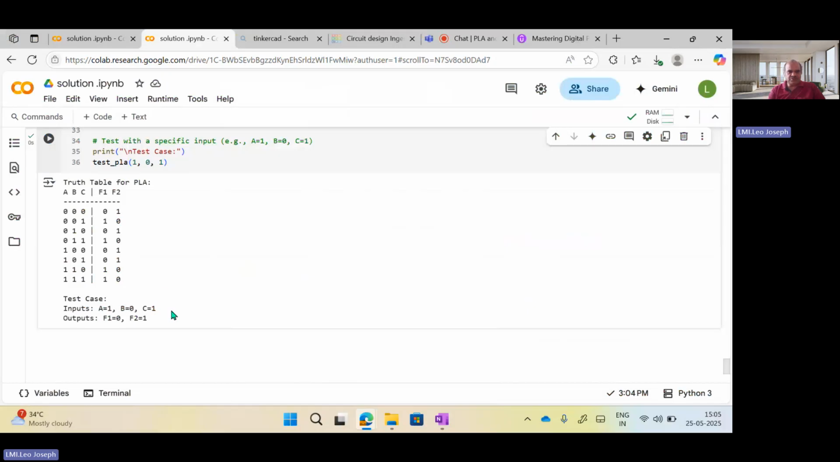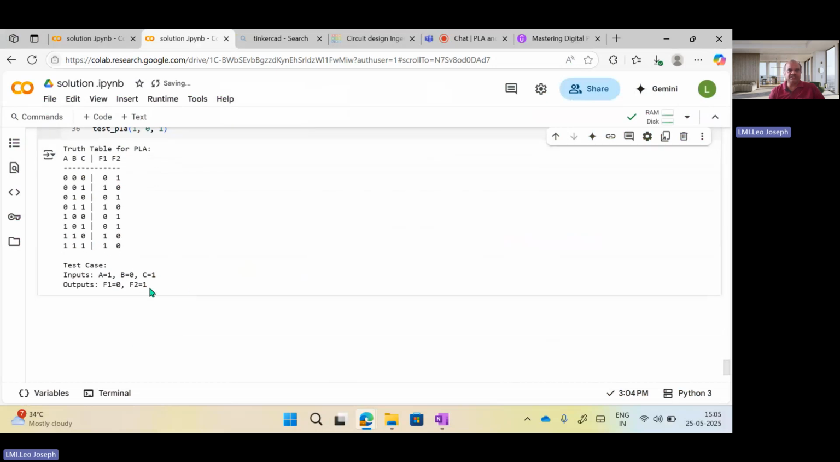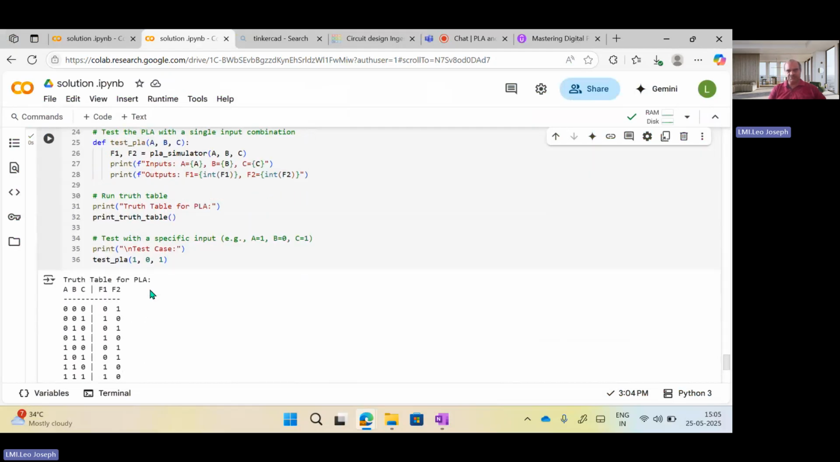If you check 101, it means F1 is equal to 0 and F2 is equal to 1. This is the test case. If you test that, it is giving the answer. So it is working. So now the Python part is over.